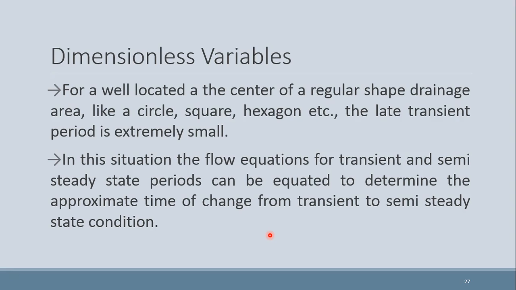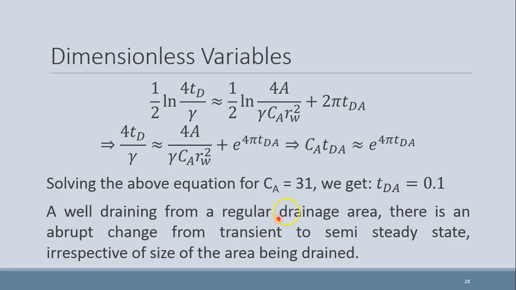So if the late transient period is small, and when will it be small? When the well is placed at the center of a closed boundary, and the closed boundary is a regular shape like a square, hexagon, or circle. So we equate the transient equation and the semi-steady state equation to find the time at which the flow or the pressure disturbance reaches the boundary.